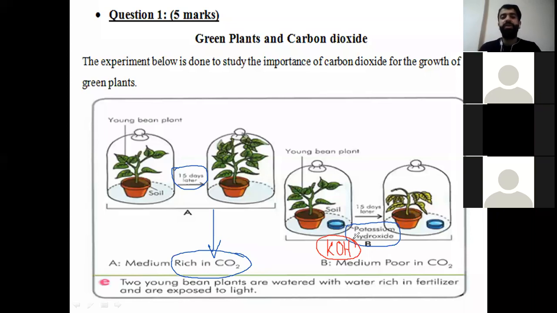First of all, let's read the given in order to ask some questions. The experiment below is done to study the importance of carbon dioxide for the growth of green plants. If I ask you, Yatalin, what is the posed problem here?